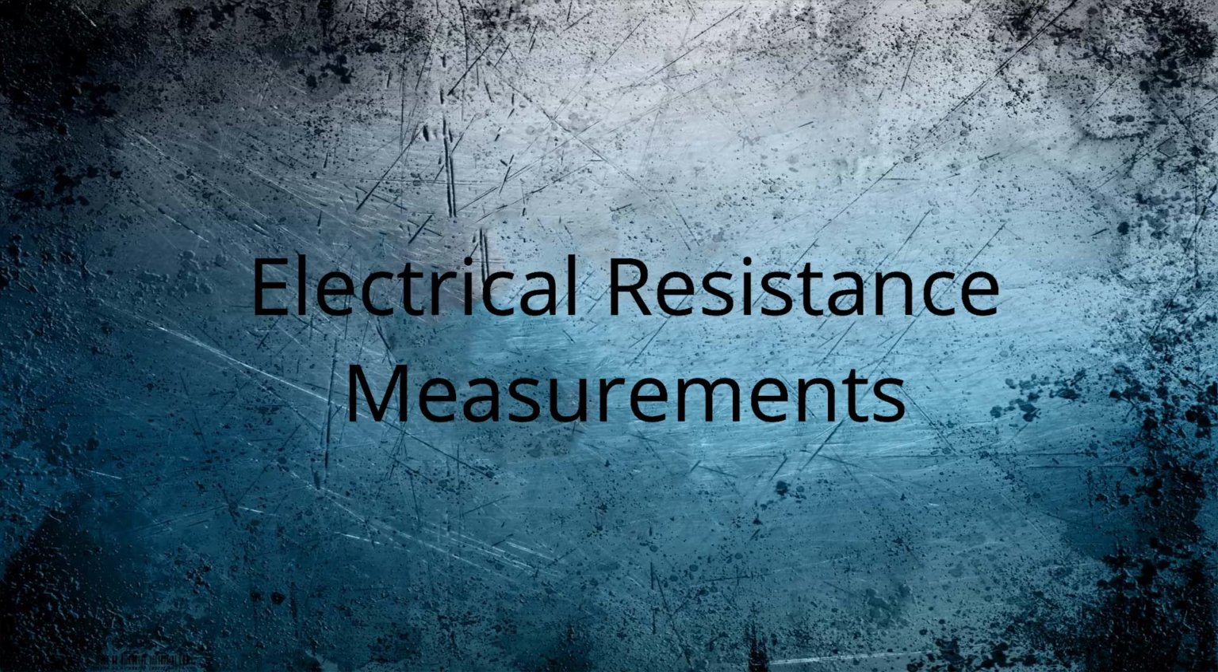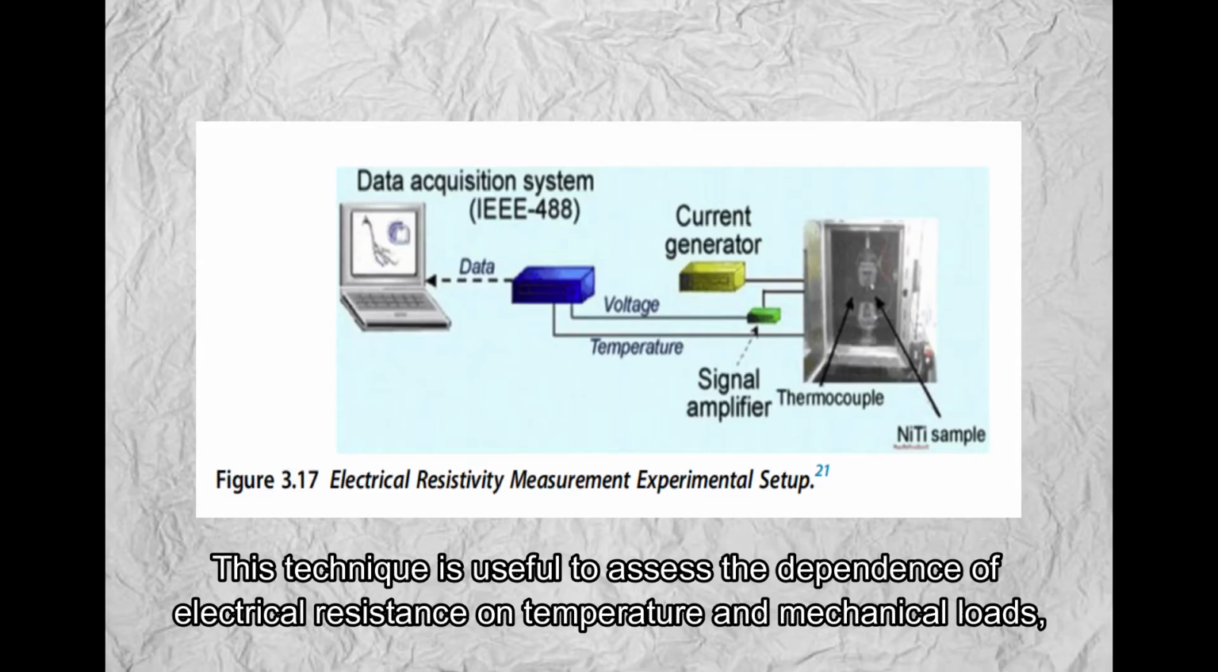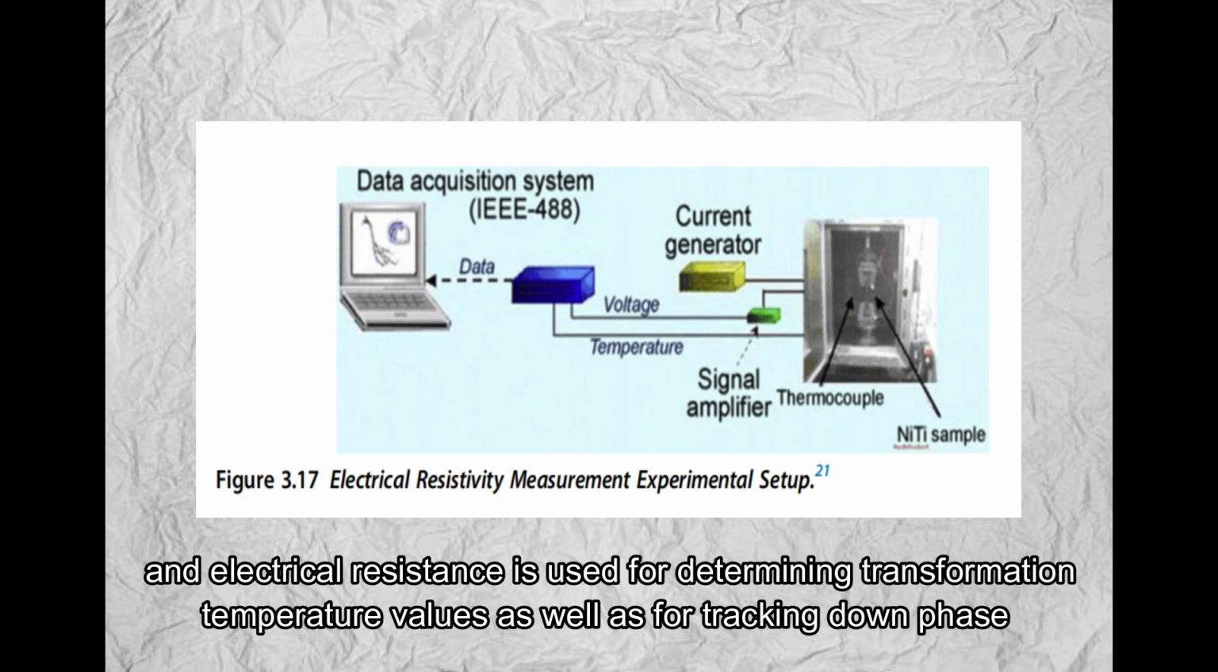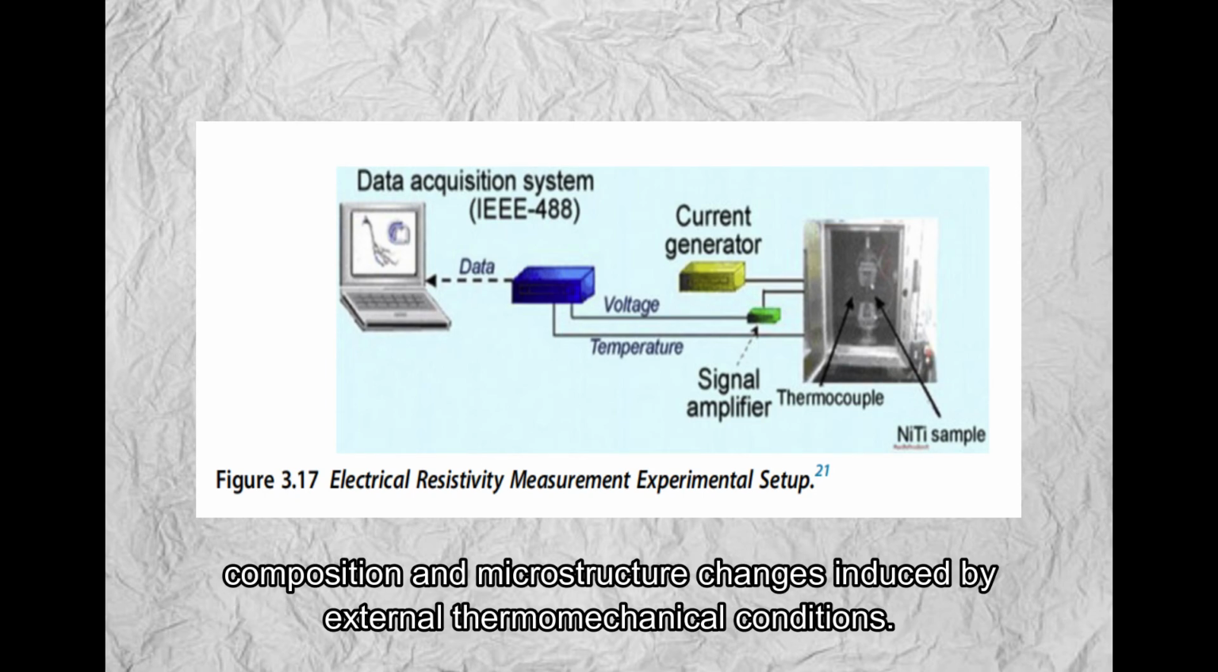Next is electrical resistance measurement. This technique is useful to assess the dependence of electrical resistance on temperature and mechanical loads, and electrical resistance is used for determining transformation temperature values as well as for tracking down phase, composition, and microstructure change induced by external thermomechanical conditions.